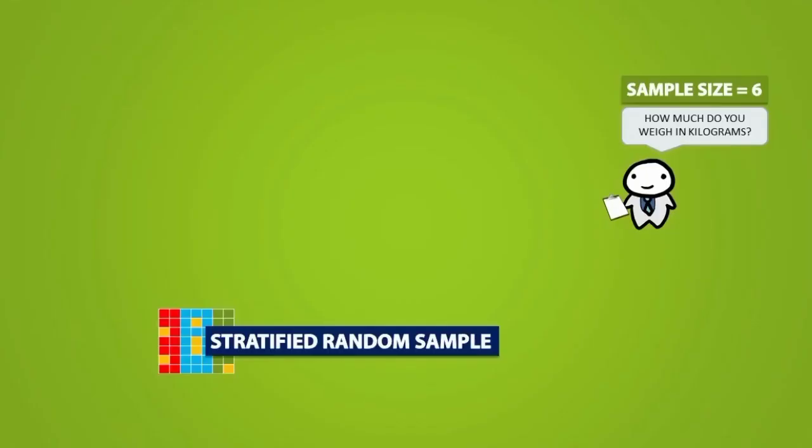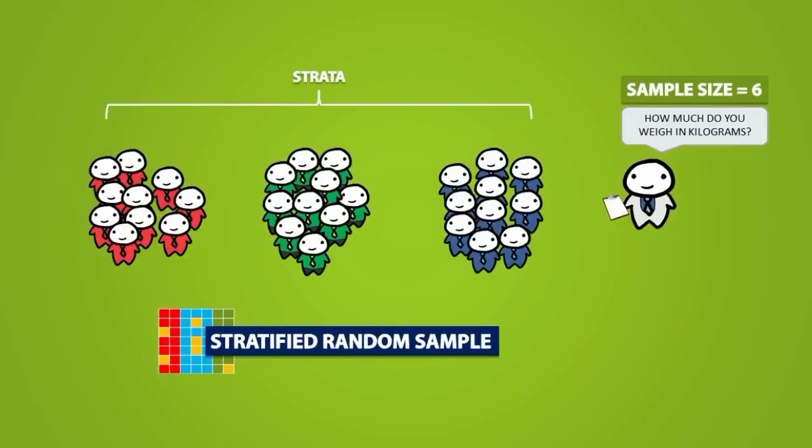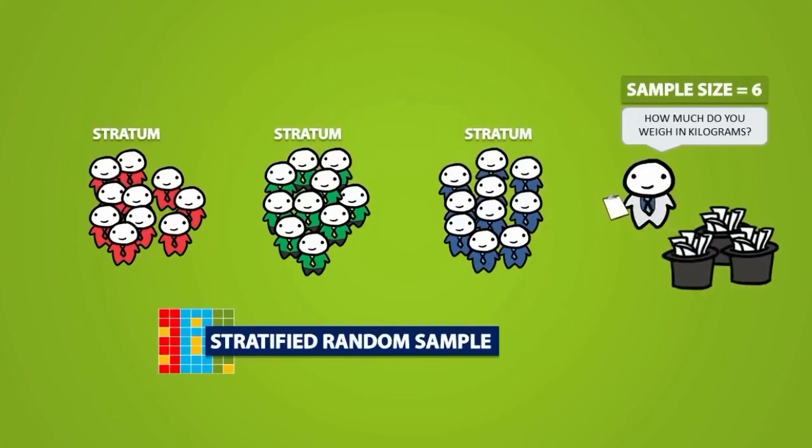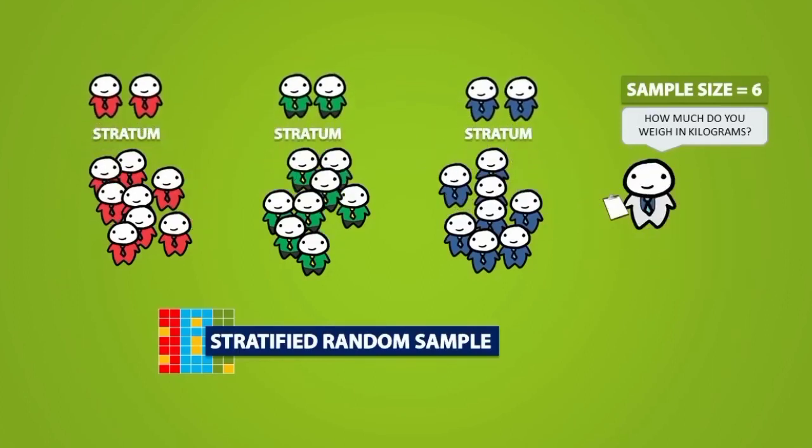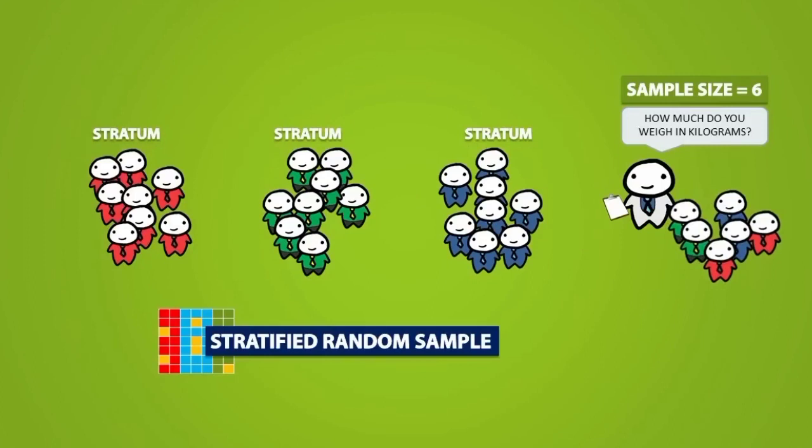So, in stratified sampling, first, we divide our group into smaller groups based on some characteristics, like age or gender. Then, we randomly pick from each of these smaller groups. This helps make sure we get a good mix from the whole group.